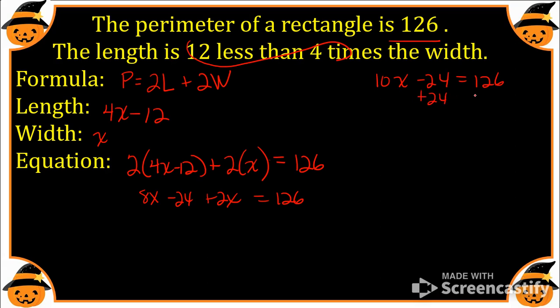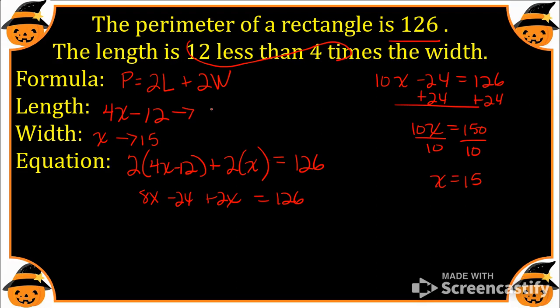We're going to solve for x. We're going to add. Then we're going to divide. And x is 15. So this is the width. So x is 15, the width is 15. Then to find the length, we plug in 15 for the x. 4 times 15, that is 60 minus 12, and this gives us 48 for the length and 15 for the width.